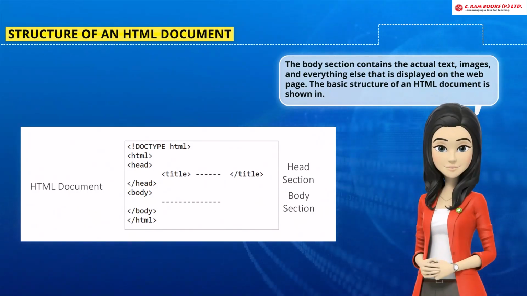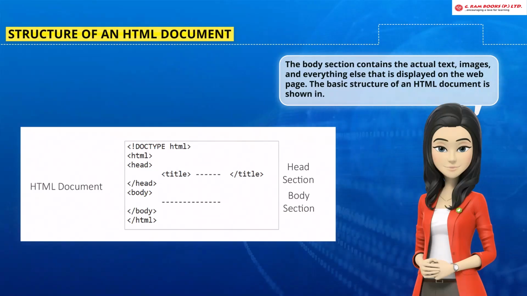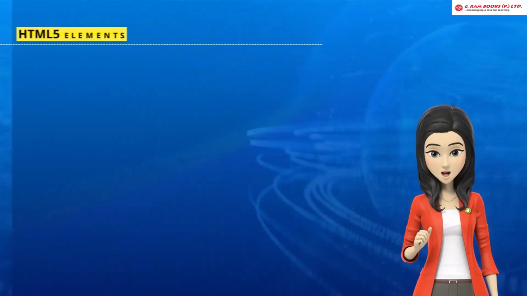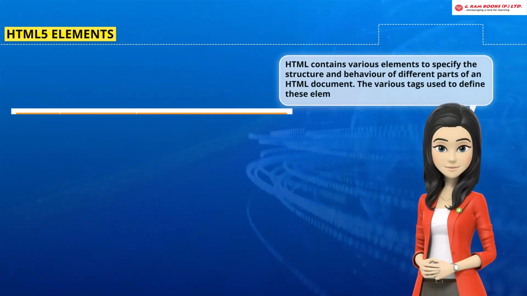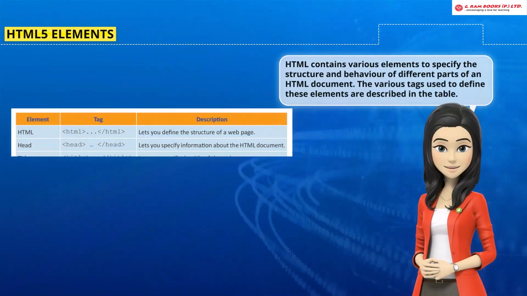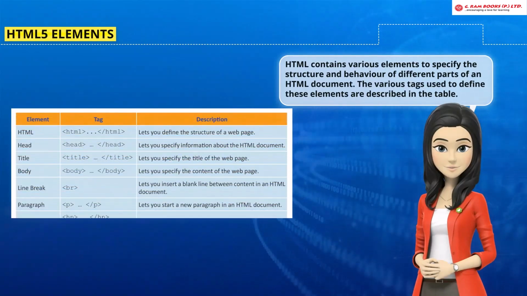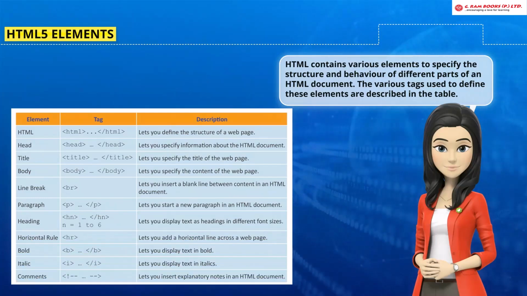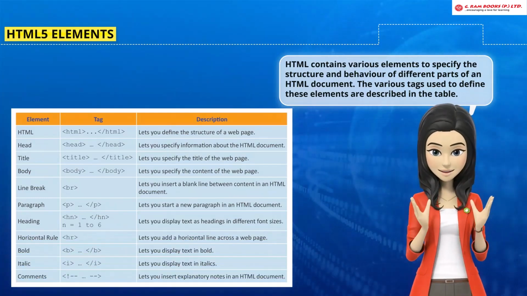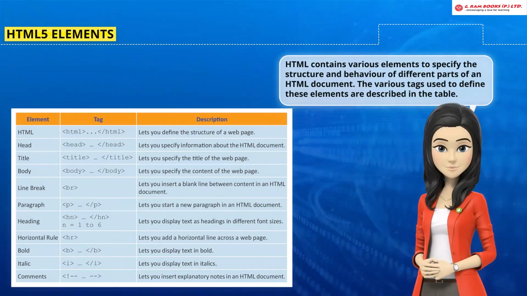The basic structure of an HTML document is shown in HTML5 elements. HTML contains various elements to specify the structure and behavior of different parts of an HTML document. The various tags used to define these elements are described in the table.